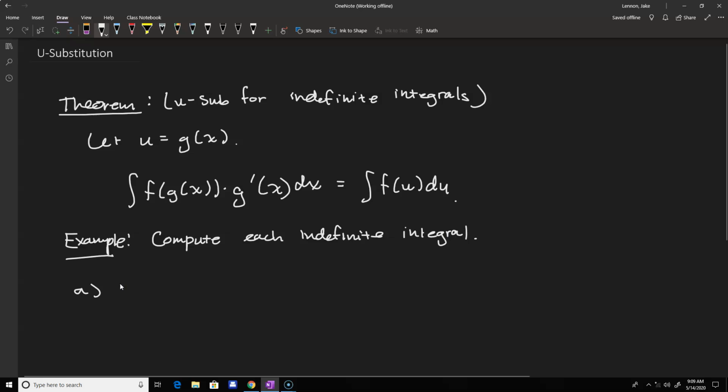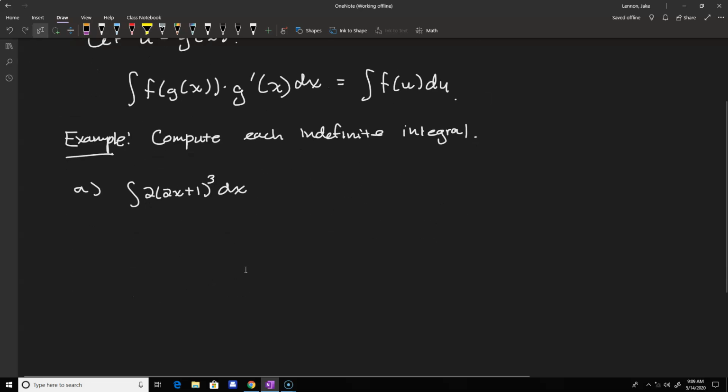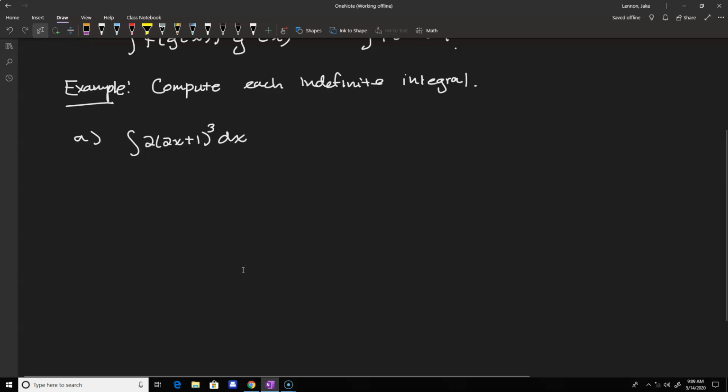So for A, let's say we have the integral of 2 times the quantity 2x plus 1 to the third power dx. Again, this is something we could technically already find the antiderivative of without using a substitution, because we could expand the polynomial and then go part by part, but that requires a lot more effort. So substitution here will actually allow us to compute this much more efficiently.